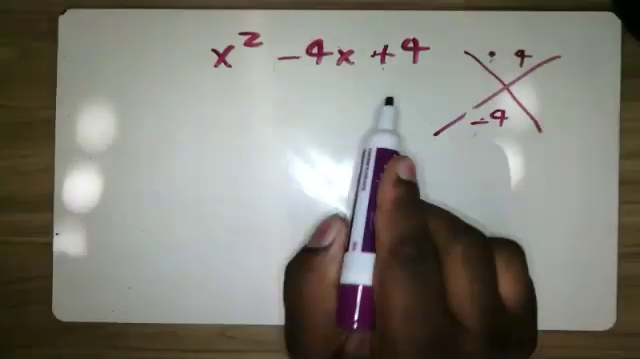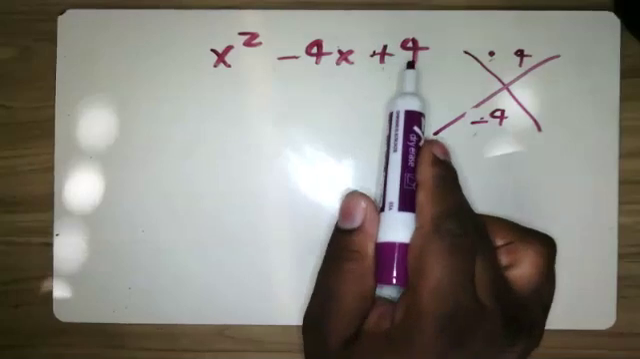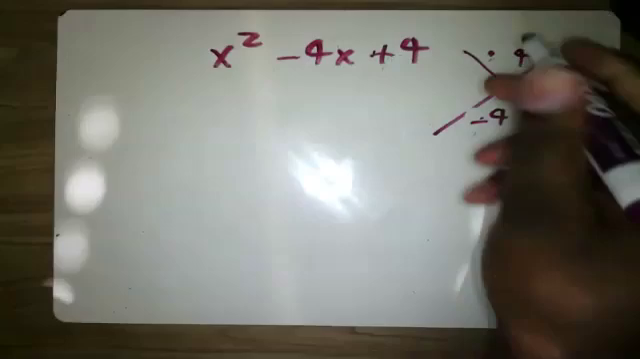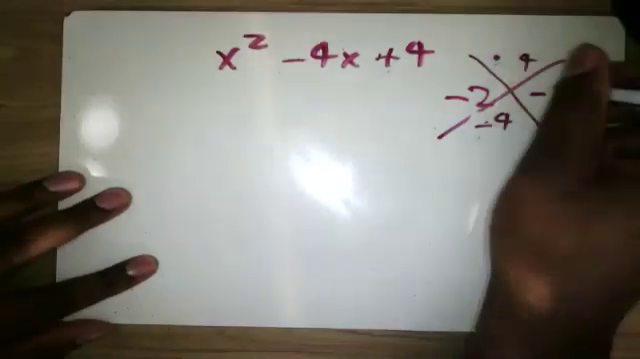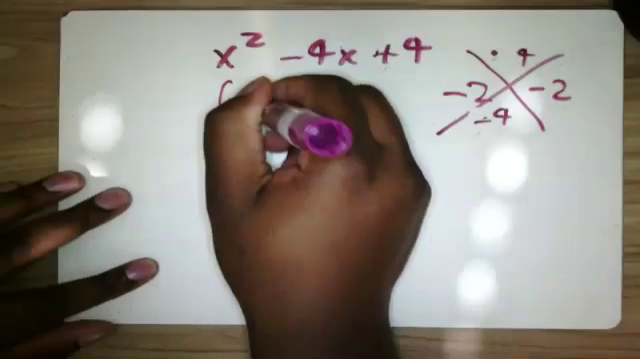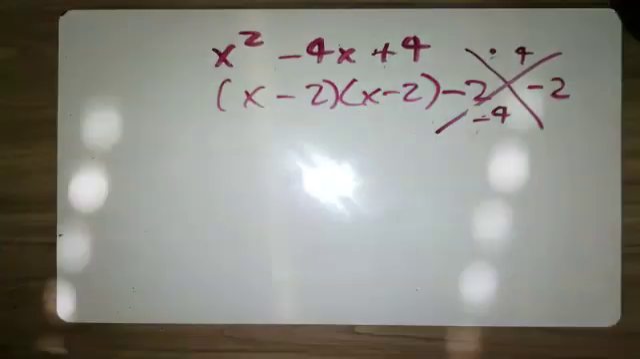If I have two numbers that multiply to give me 4, they either have to both be positive or both be negative. If they're both negative, I get a negative times a negative, which gives me a positive. So I'm going to choose -2 and -2, because -2 plus -2 gives me -4, and -2 times -2 gives me +4. So in this case, you have (x minus 2)(x minus 2). And that's it.